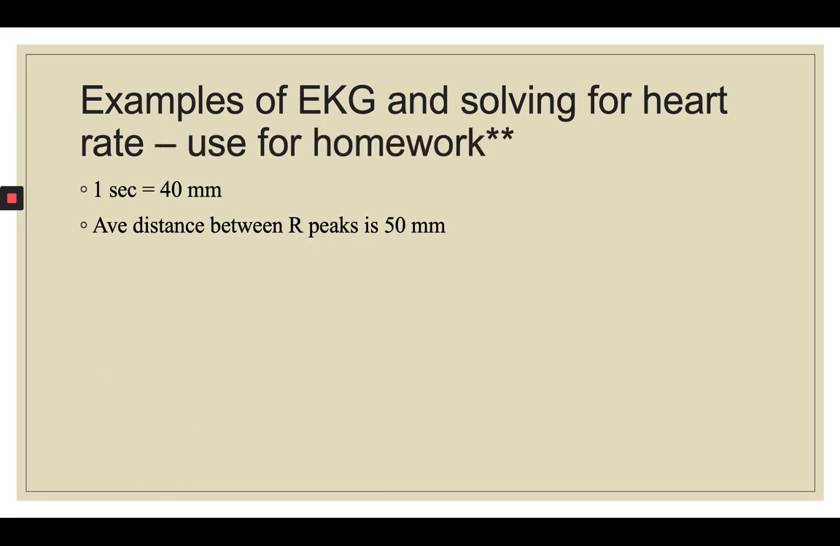This example is one you'll do on your homework assignment as a bonus. So there's 1 second is 40 millimeters, again, a constant. The average distance in this example between R peaks is 50 millimeters. So this is a bigger distance between them. So maybe you'll notice a pattern that as the peaks get smaller, you have a faster heart rate, and as the peaks get longer, the distance between, you have a slower heart rate. So this should be interesting to see.